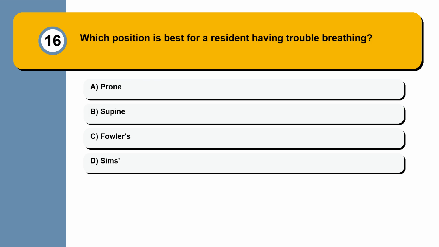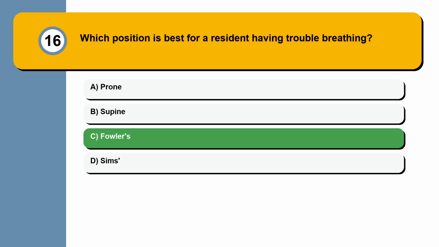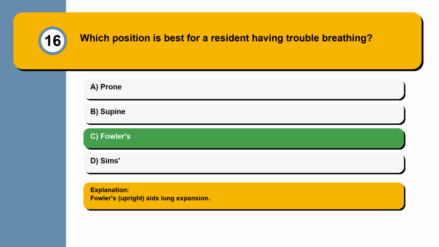Question 16. Which position is best for a resident having trouble breathing? Prone, supine, Fowler's, Sims. Fowler's, upright, aids lung expansion.